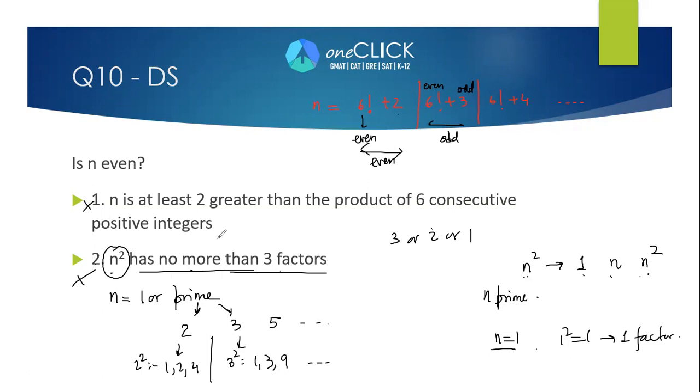Now we combine. So if you look at these two, this one, as we saw, could be even or odd, lot of possibilities.